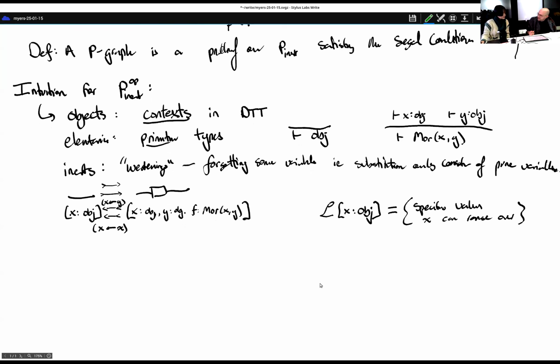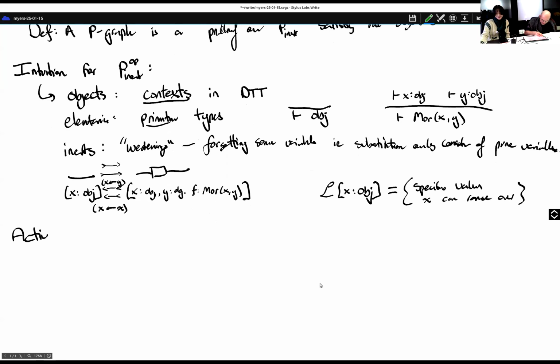Okay, so good. Now let's do something. Let's get active. Actives. That's my pun. The actives are the other kinds of morphism in P, and they correspond to actual operations in these theories.